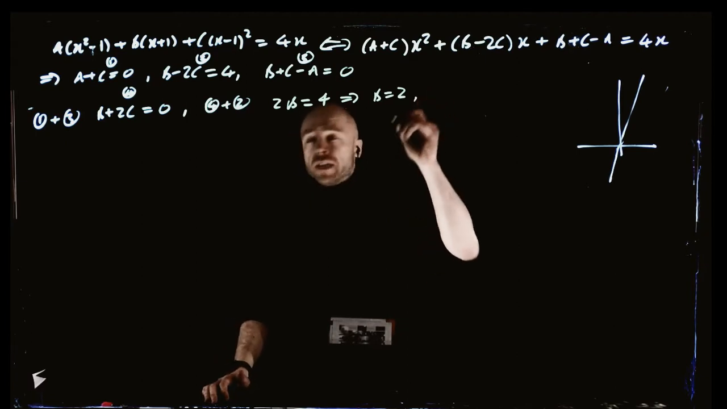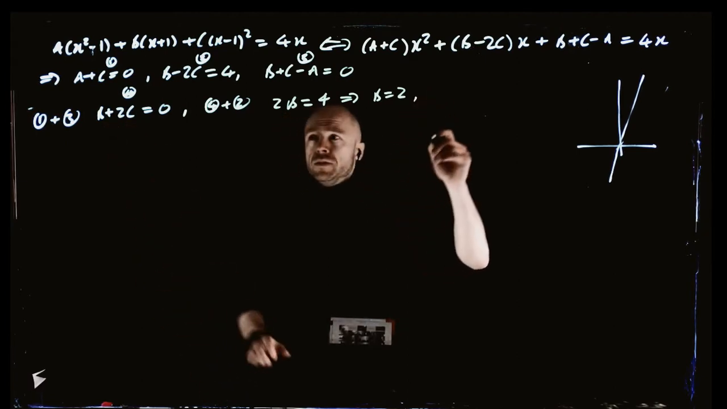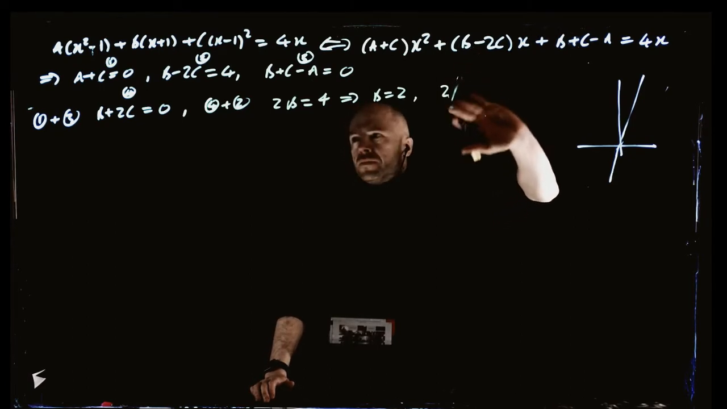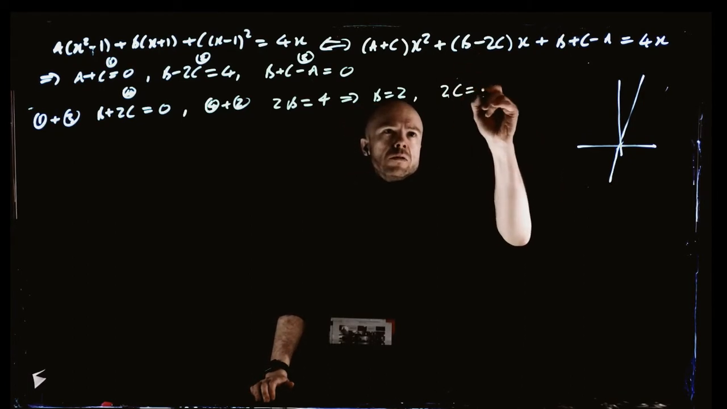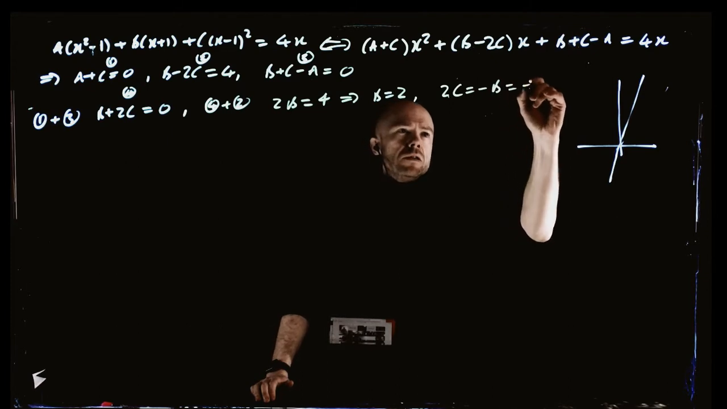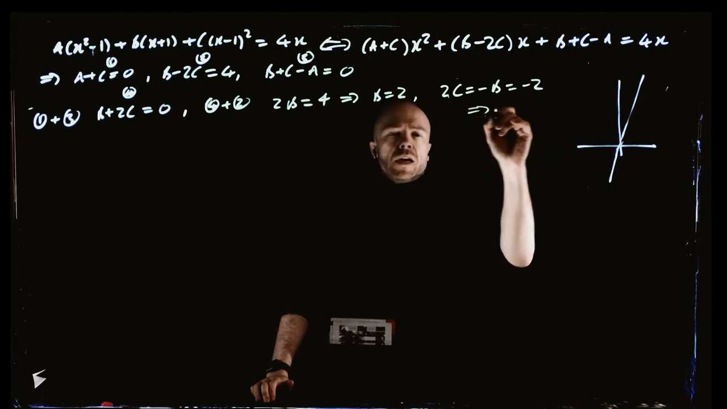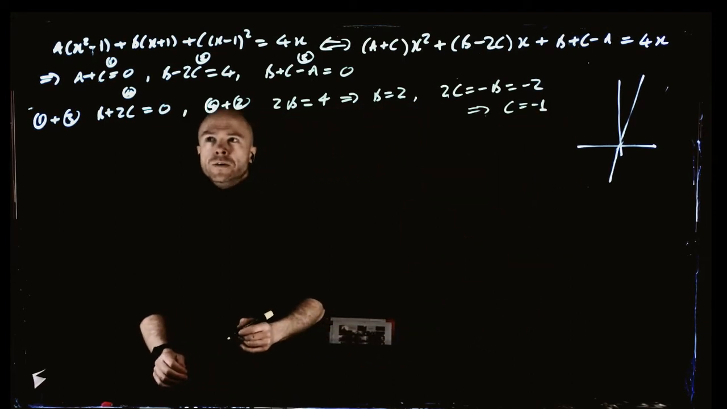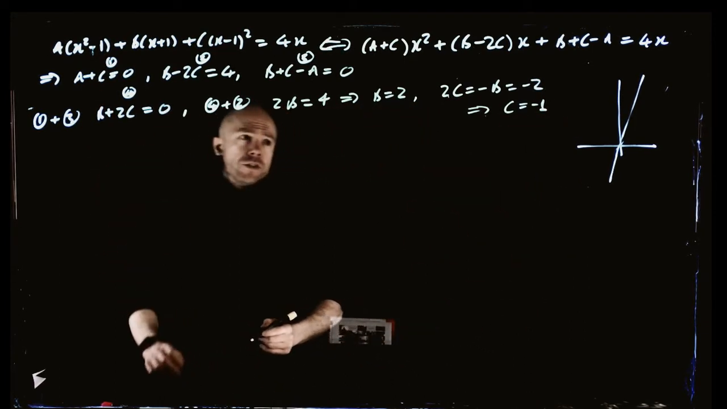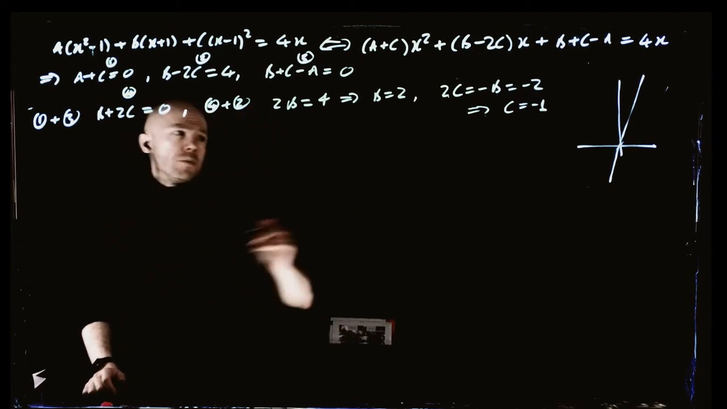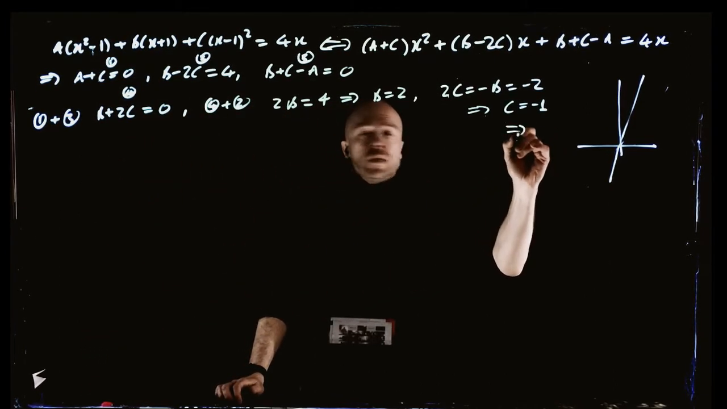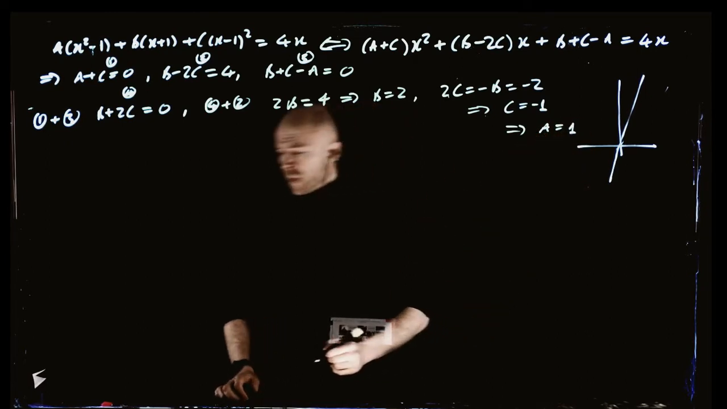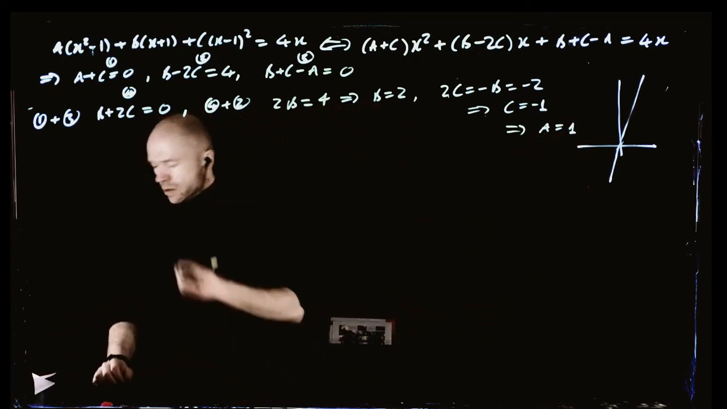Now we're in pretty good shape because we have this equation. So it means that 2c equals minus b, which is minus 2. So this implies that c is equal to minus 1. Yeah, and then from this equation, let's put it over here. This implies that a is actually equal to 1 itself. And those are our coefficients.